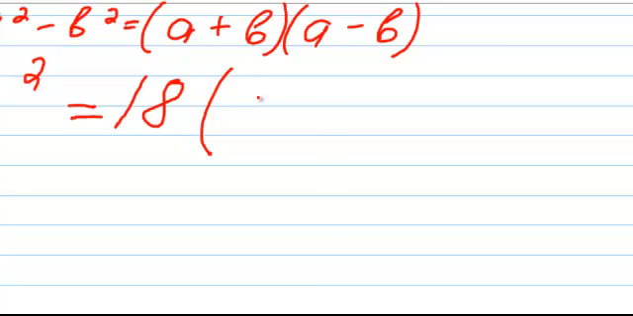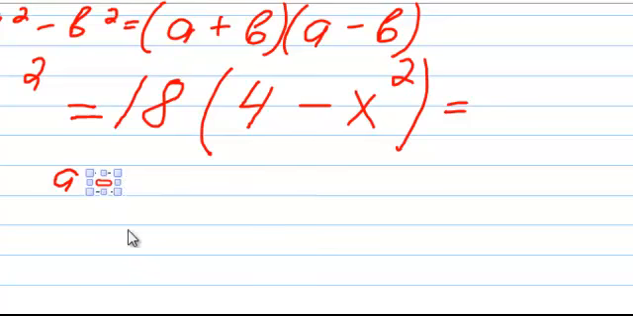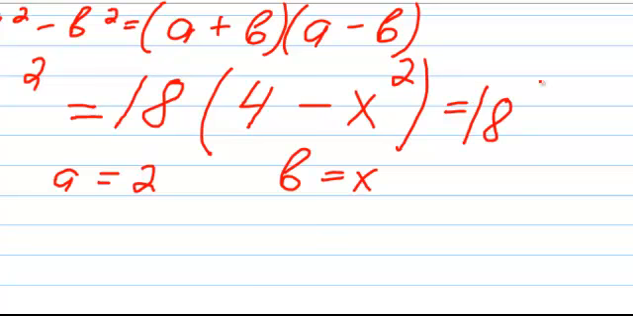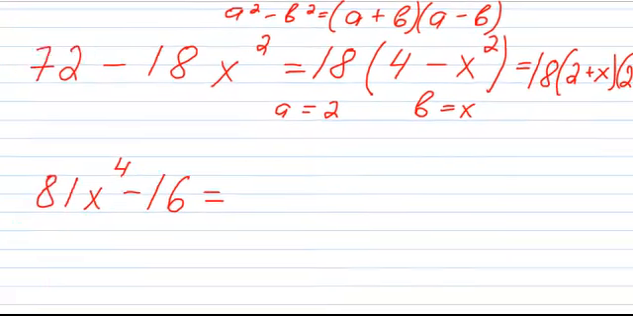And then 72 divided by 18 is 4. So we have 4 left here. And the second term is just x squared. And to identify a and b for the expression inside is easy. A is apparently equal to 2 and b equal to x. And again, keeping 18 as part of our final answer, we write 2 plus x, 2 minus x. And this is our final answer for this problem.